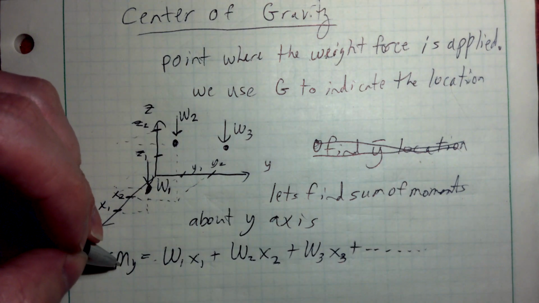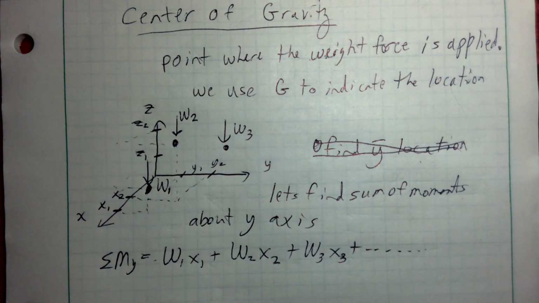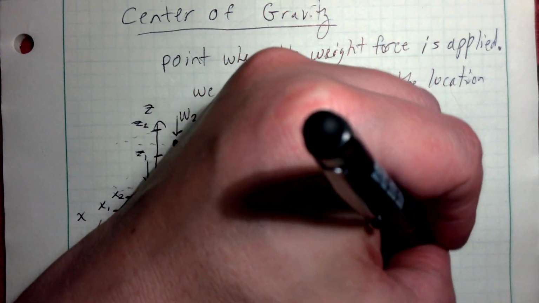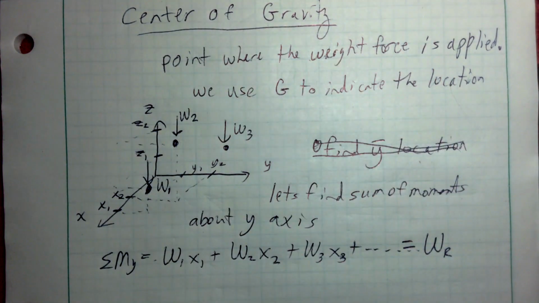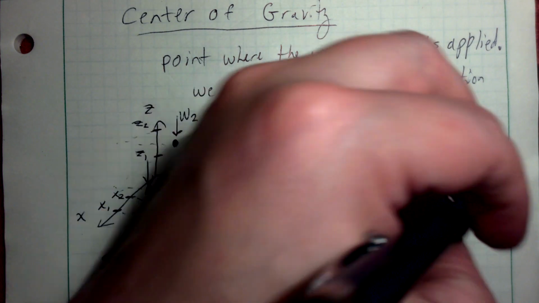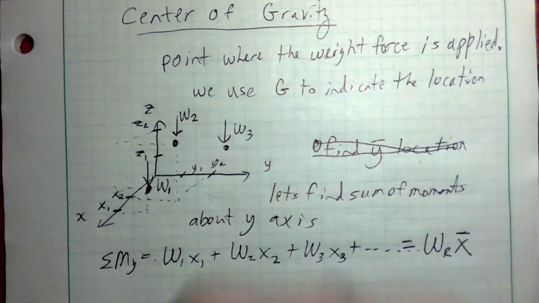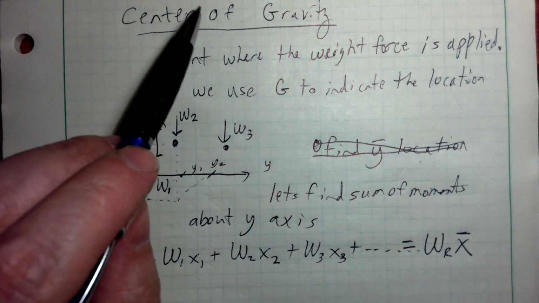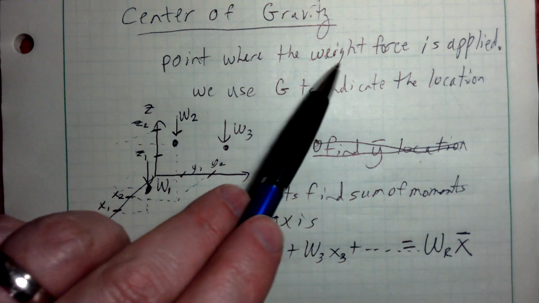Now, if that's what I've got, here's what we could do. We could say, well, you know what? This is the product of all of these weights multiplied by their respective x distance. What if there was a resultant weight, a total weight, and I could apply that resultant weight at some specified x location, we'll call that x bar. That would be the x location of the center of gravity. That would be the point where I would apply all of the weight.